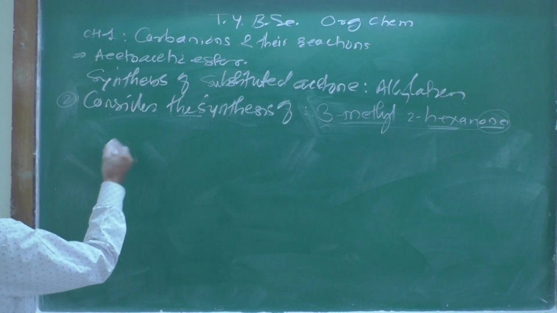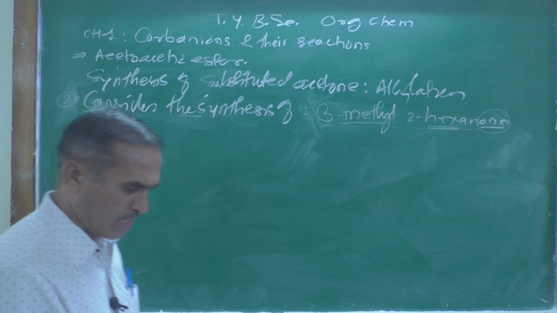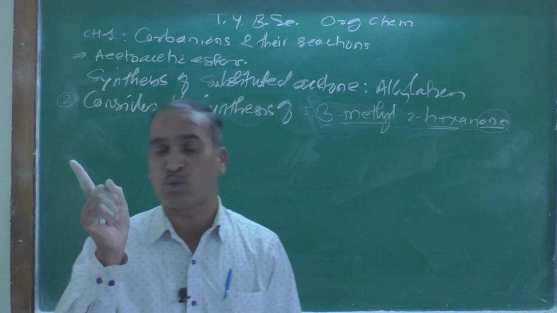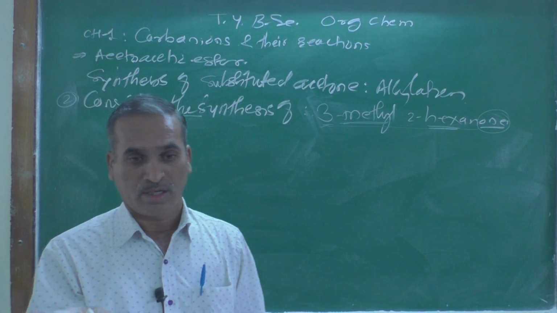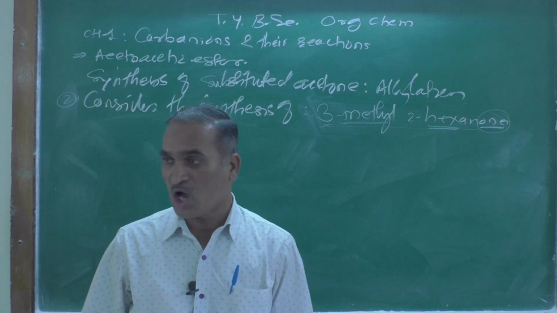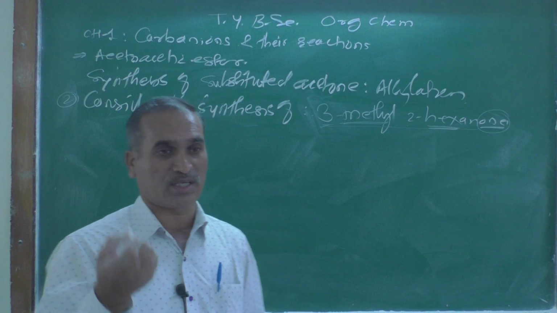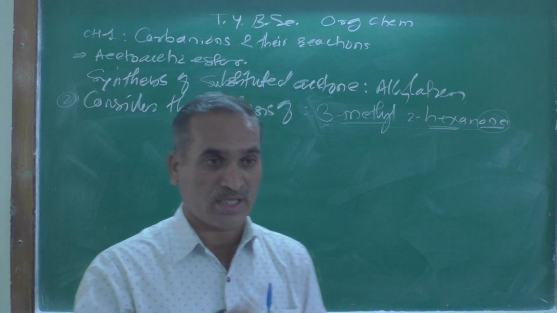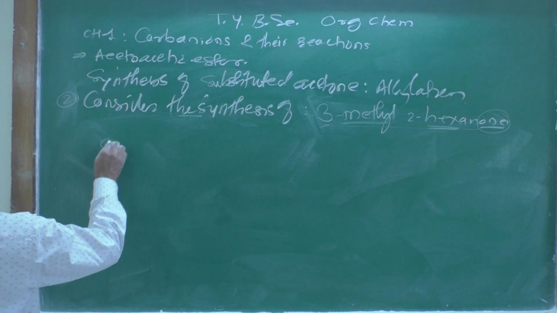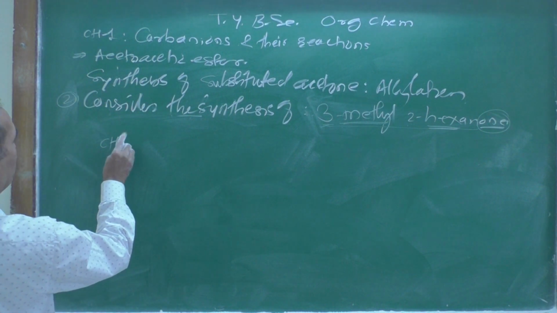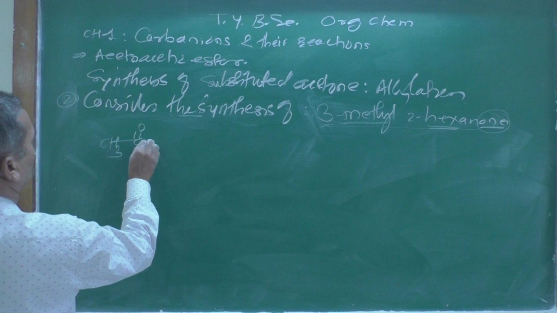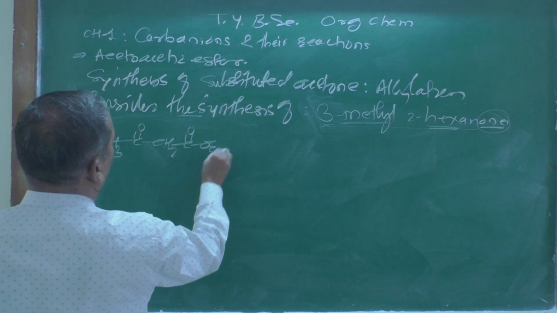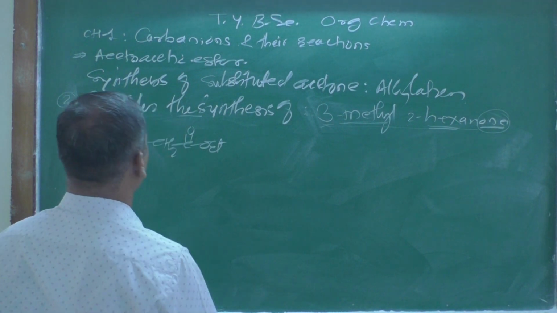Now, the starting compound is also mentioned. How will you synthesize 3-methyl-2-hexanone using acetoacetic ester, or beta-keto ester, or ethyl acetoacetate? It is what we can call the starting material. Let us see over here: CH3 C double bond O, then CH2 C double bond O, OEt. This is a starting material, right?